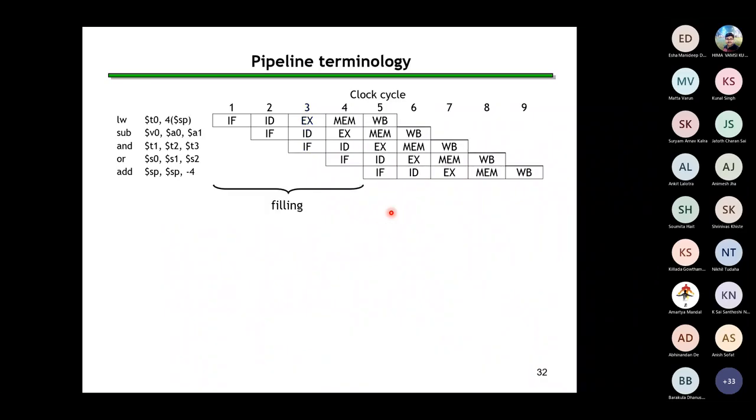So let us move on, and we have some more terminologies. Now, if we look up to the 4th clock cycle, we have 5 stages, but up to the 4th clock cycle, all modules are not busy. So this is called the filling time. The pipeline is being filled here. Here it is full.